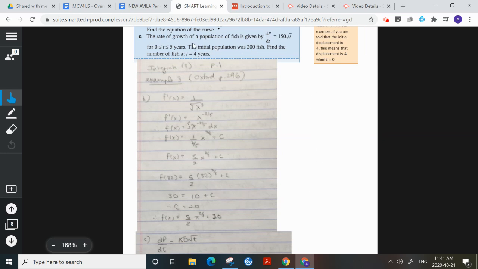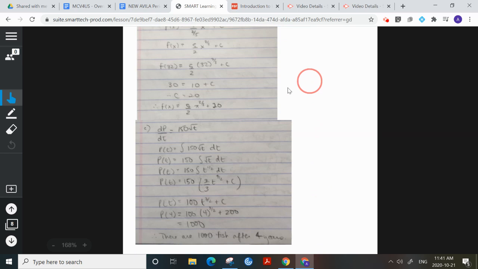Okay, my last equation, the rate of growth of a population, is given by this derivative. We have an interval 0 to 5 years. The initial population was 200 fish. Find the number of fish at 4 years. So for this one, I'm going to take the integral to find my population function. This is the rate of change of the population.